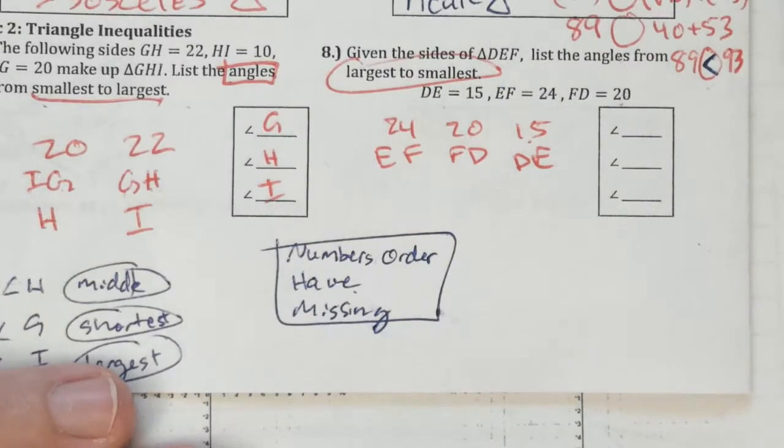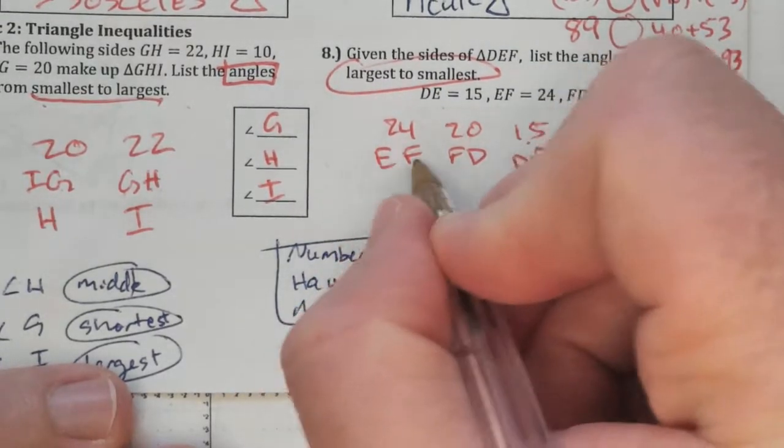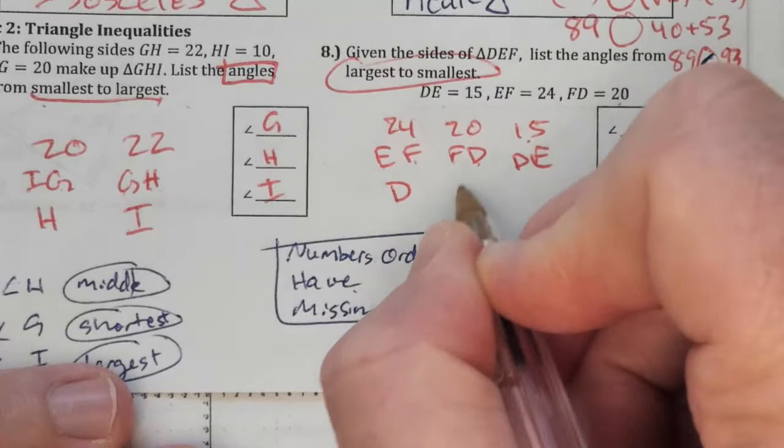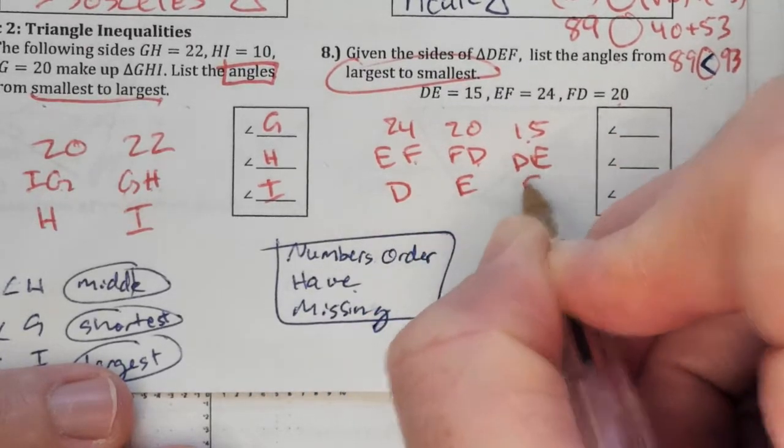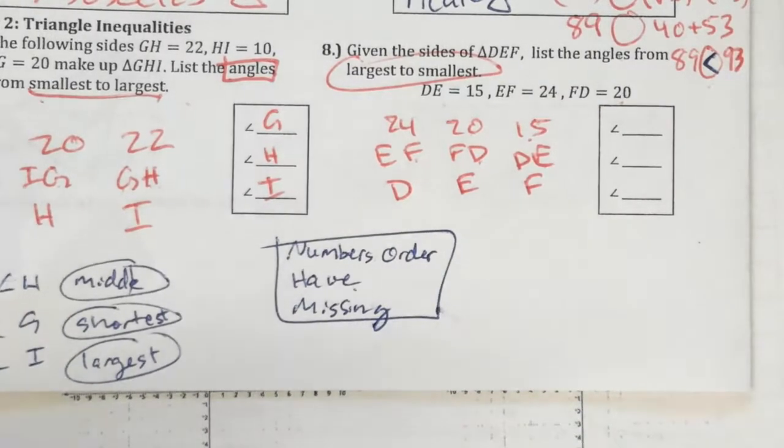Okay, so last thing you have to do is the missing. So what's missing? If I have EF, D's missing. FD, E's missing. DE, what's missing? It is the letter F. Okay, so all you have to do now is drag the words over.